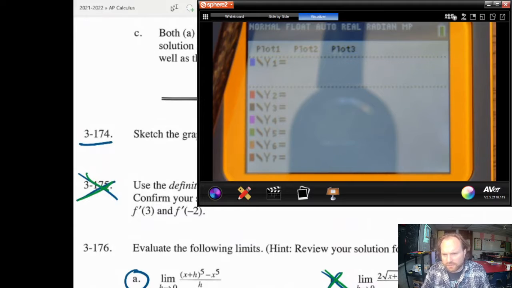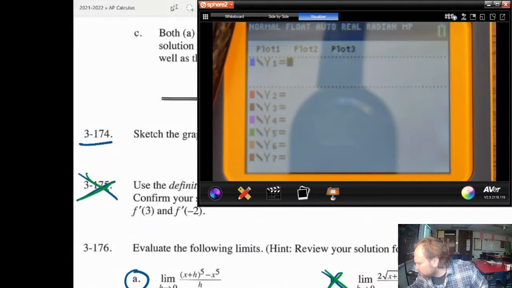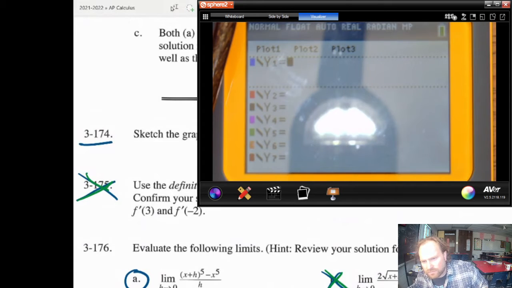Let's go ahead and clear this out. I wonder if I can make this any brighter, I suppose. Maybe turning the light on? No, that doesn't really help too much. Let's just go for it.